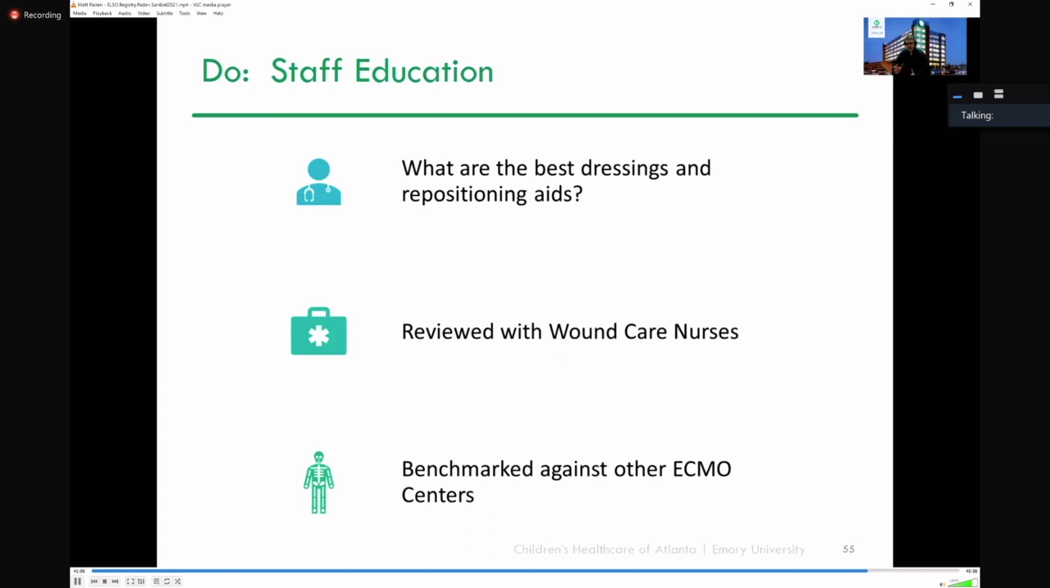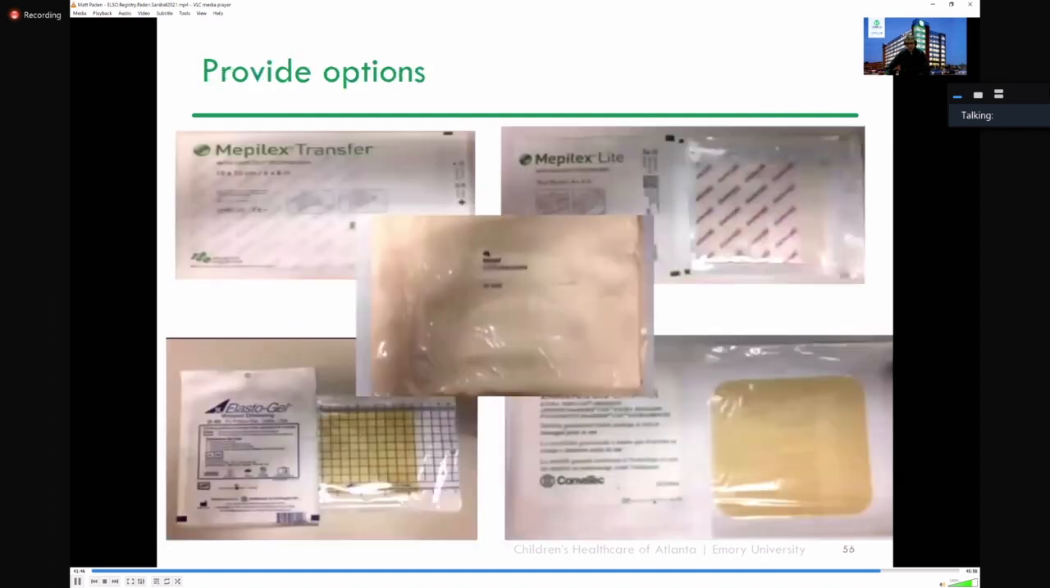And we do that. Now, associated with that is the staff education that needs to go with this. And this is another important part of the doing process. We need to talk about what are the best dressings and repositioning aids. We have a set of wound care nurses. We need to, again, make sure we're all using the same definitions and doing this the same way. And the other thing that we needed to do was to benchmark ourselves against other ECMO centers, in this case, pediatric ECMO centers, to ask what are you all doing and how are you approaching this same problem? Because as with anything in quality, many of these problems are, if not universal, at least very common, and we can learn from what's working at other centers.